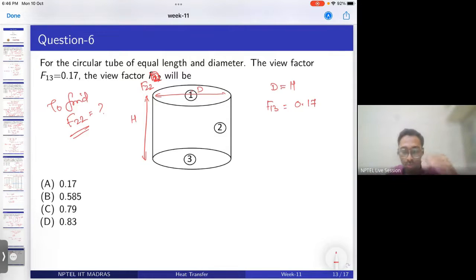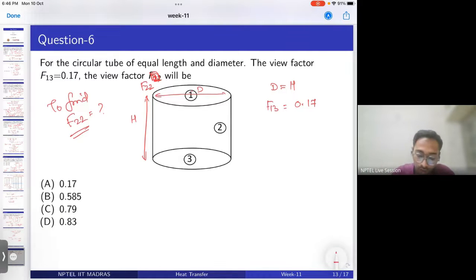So I have given the names 1, 3, 2. Whatever emission is emitted from 1 will fall on 2, and a part of it will fall on 3. It will not fall on itself, that is, F11 will not occur because it is flat. It's the same case for 3: some part will fall on 1 and some part will fall on 2. For 2, as it is curved, some part will fall on 1, some part will fall on 3, and some part will fall on itself.